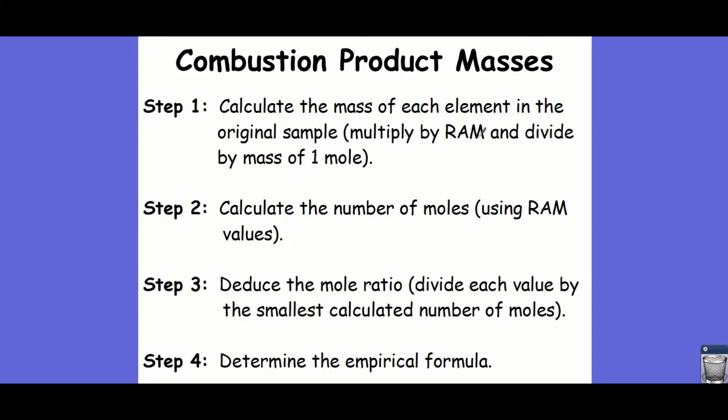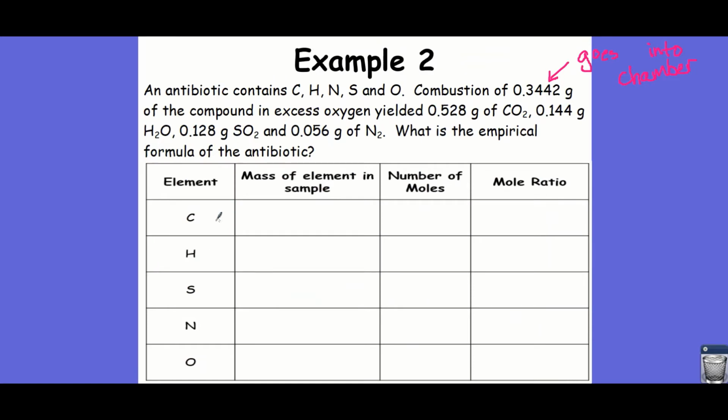Now it's the relative atomic mass for each element as it appears in the formula of the gas. I'll highlight that as we go through it. You then just divide it by the mass of 1 mole. So let's have a look at that.